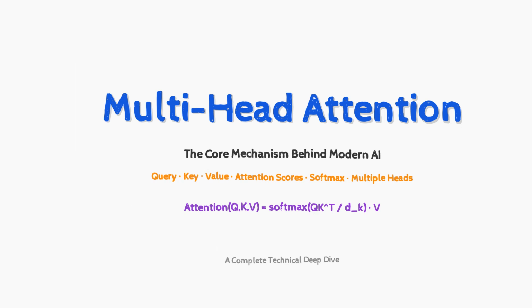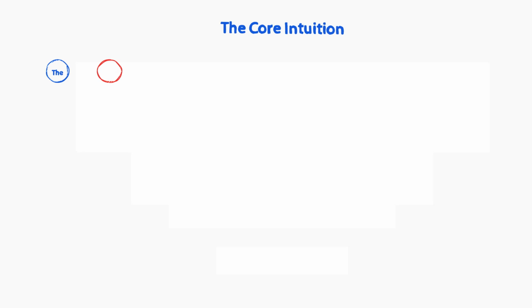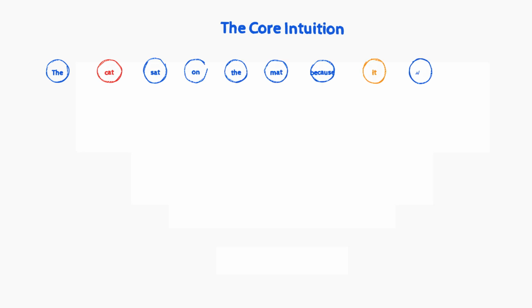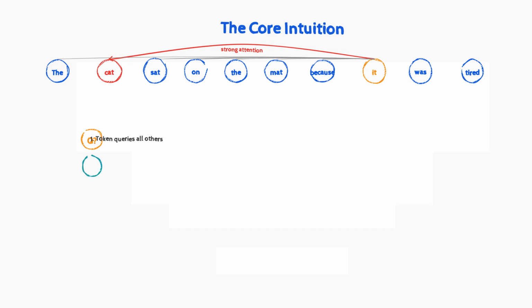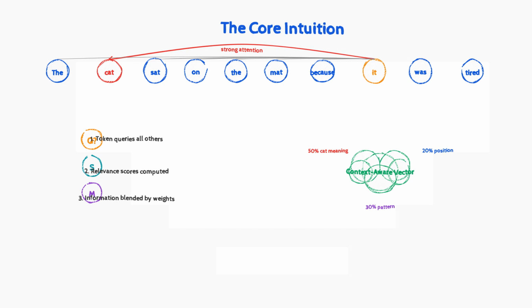Before diving into the mathematics, let's understand the core intuition. Imagine you are reading a sentence, "The cat sat on the mat because it was tired." When you process the word "it," you need to know what it refers to. Your brain automatically looks back and focuses attention on cat, not mat. This is exactly what attention does in neural networks.